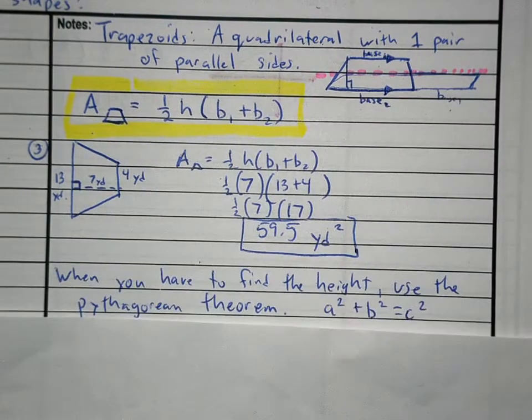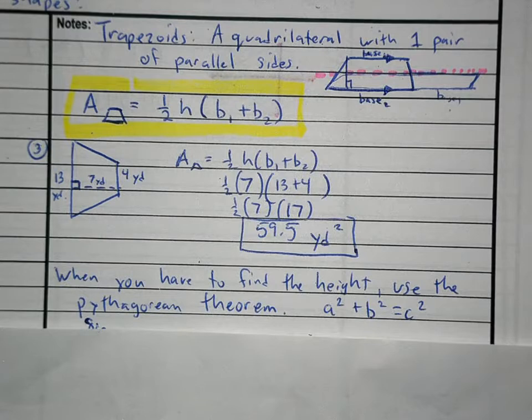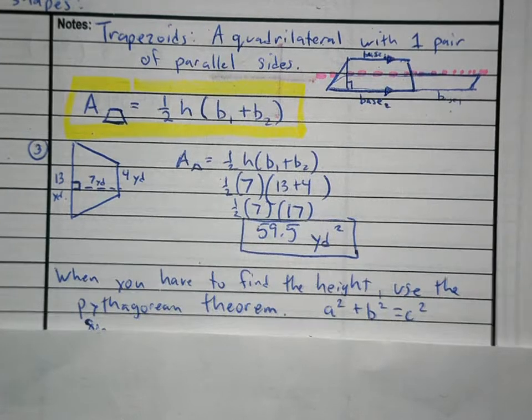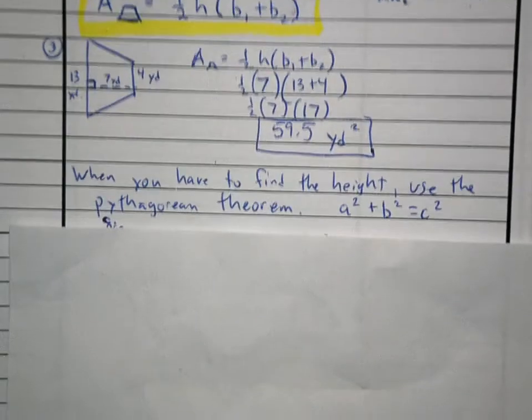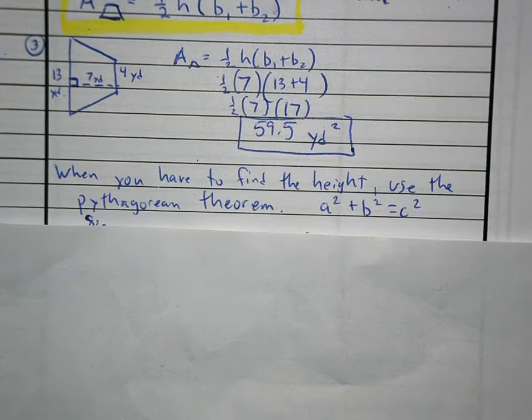Now that you have that, sometimes what you're going to have to do to find the height is use the Pythagorean theorem. I'm hoping you remember it since you learned about it in 7th grade and 8th grade. The Pythagorean theorem is a squared plus b squared equals c squared. When you have to find the height, use the Pythagorean theorem.